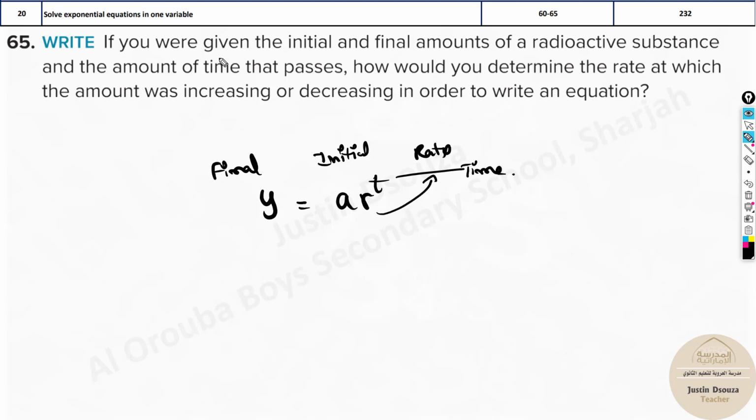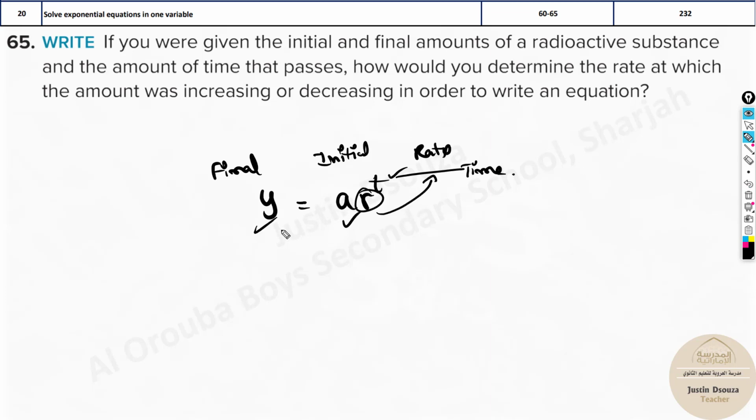Now here, if you have been given the initial A and the final Y of a radioactive substance, and the amount of time, the t is also given. How would you determine the rate at which the final amount was increasing or decreasing? Time is given, you need to find r. So let's solve for r. Only r is unknown.